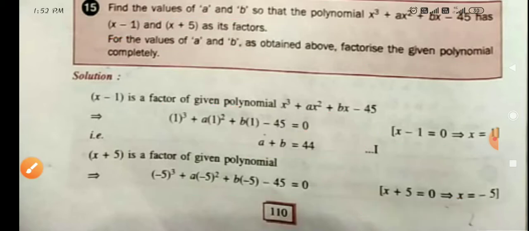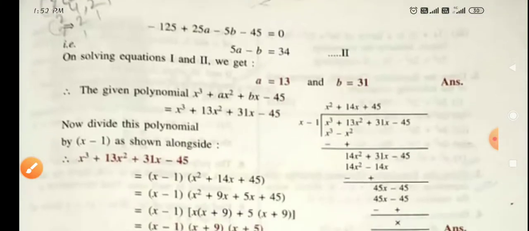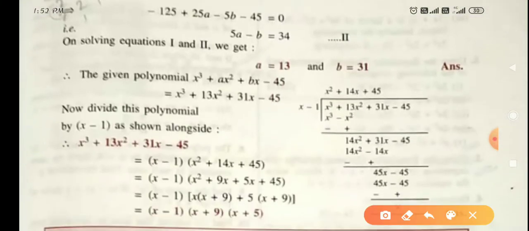Now you can see, after simplification you are getting 5a minus b equals 34. Now you are having two equations in a and b. Now you solve these two equations by elimination method or by substitution method or by cross multiplication method. So the value of a you will get 13 and the value of b you will get 31.